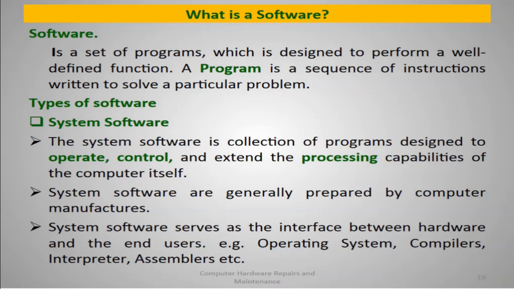You have system software. The system software is one that supervises the entire system. As you can see, the system software is a collection of programs designed to operate, control, and process the capabilities of the computer itself. It's like a supervisory software, like the Microsoft operating system, Linux operating system, Apple OS, and so on and so forth. Now, system software are generally prepared by computer manufacturers, like I've mentioned, Apple, Microsoft, and a lot of them. Then, system software serves as interface between hardware and the end users.